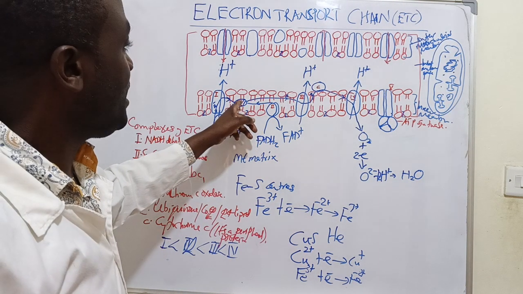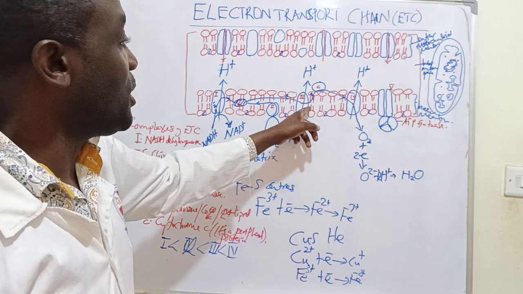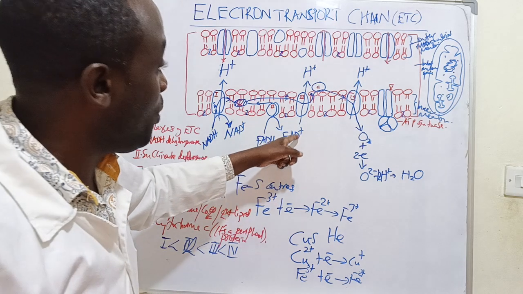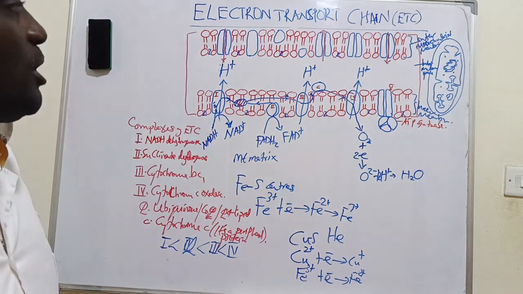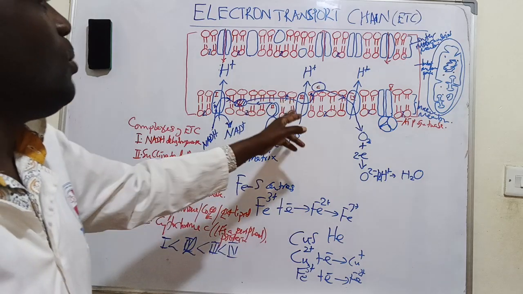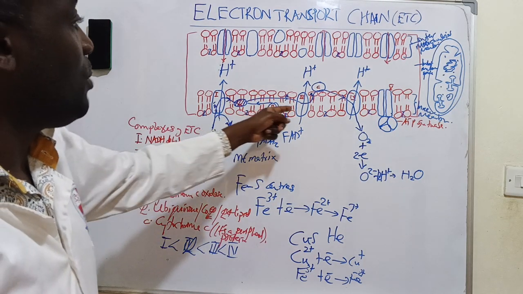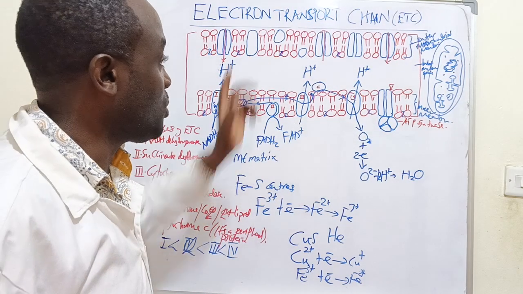But as the electron from complex 2 reaches complex 3, then cytochrome C, the free energy it loses is used by complex 3 to pump protons into the intermembrane space. In other words, complex 3 is very important for the functionality of complex 2, because it is complex 3 that uses the energy from the electron to pump protons.